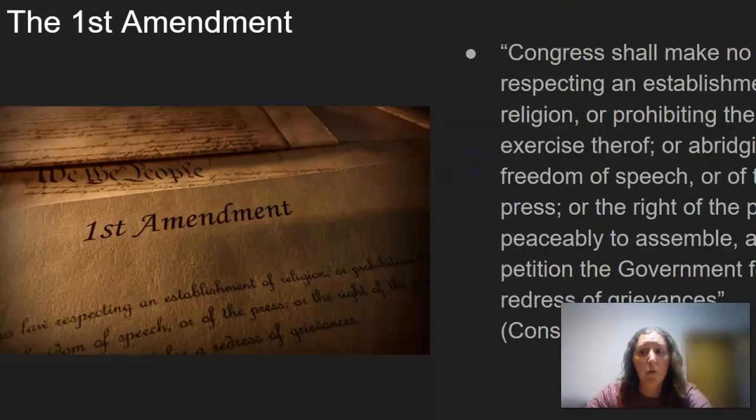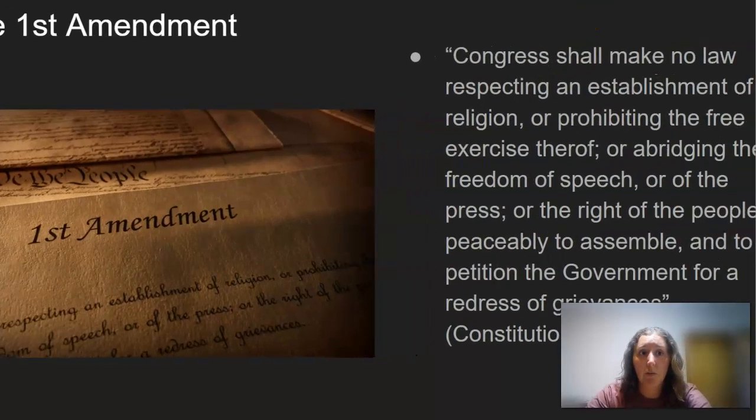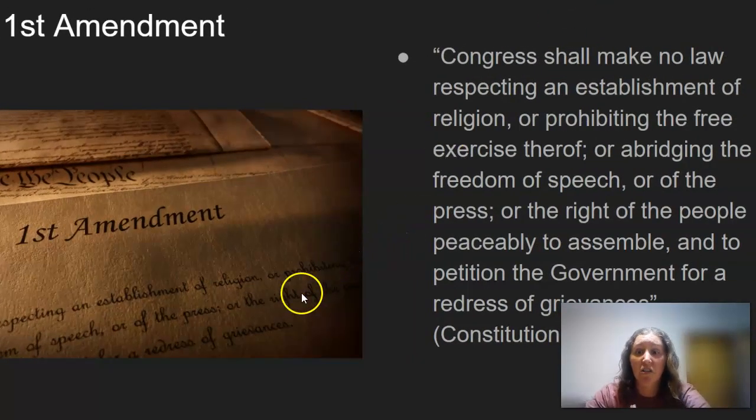So again, before we get into the case, we need to talk about what exactly the First Amendment is. It's very wordy and, of course, a little bit difficult to understand. But Congress shall make no law respecting an establishment of religion or prohibiting the free exercise thereof or abridging the freedom of speech or of the press or the right of the people peaceably to assemble and to petition the government for a redress of grievances.